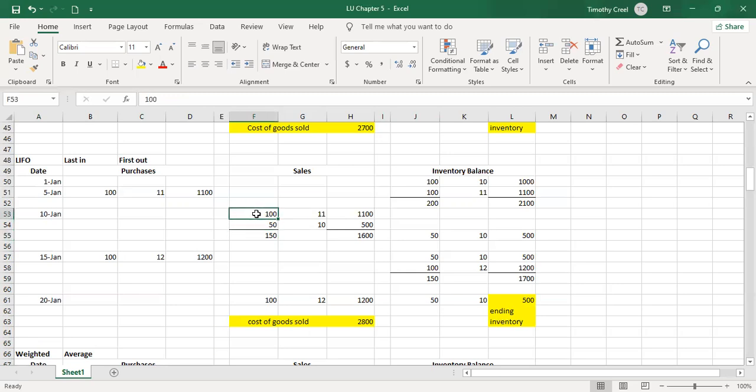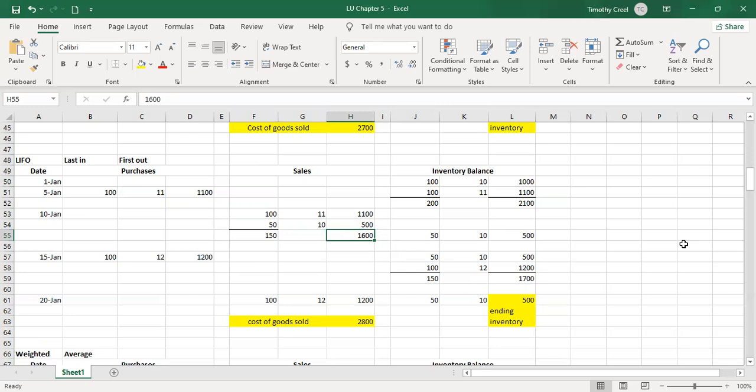It would be basically, we would take it out of the newest items to come in first and work our way backwards. So notice the first place it comes out of is the last items to come in. This 100 at 11 for 1100. And then the rest of it we just start at the first one and then work our way backwards. So basically, our cost of goods sold for this one then would be $1,600 for this sale.